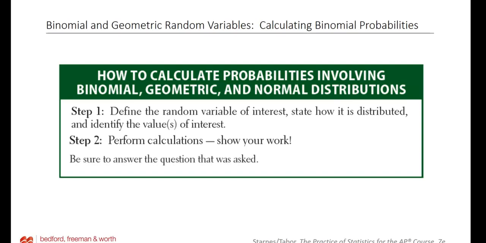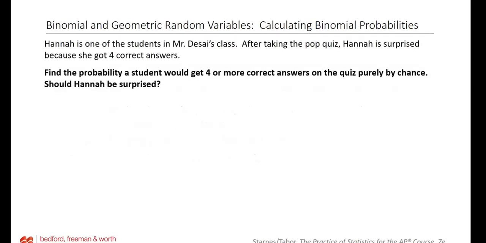Be sure to answer the question that was asked. So define the random variable, perform the calculations, show your work. We want to see that work, right? So N is one of the students in Mr. Tsai's class. Find the probability that a student would get 4 or more.